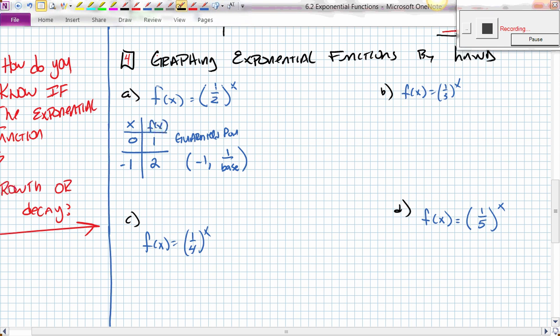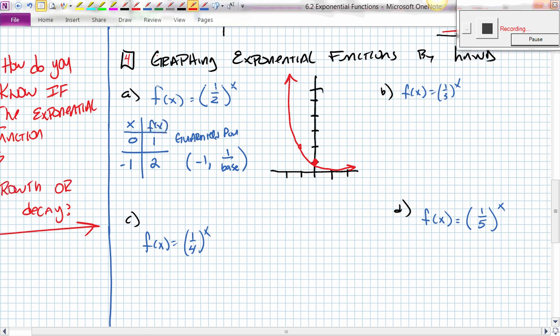So here's what you get in the graph. So you want to think about this when your a value is in between 0 and 1. And a, in this case, is 1/2, which is between 0 and 1. Hold on one second. All right, so I'm still going to have 0, comma 1, but now I have negative 1, comma 1 over base. And here's the graph that gets produced. Totally different than the one before, right?